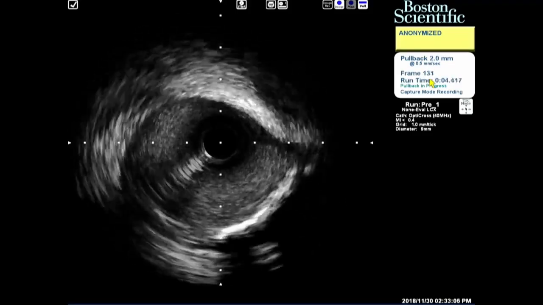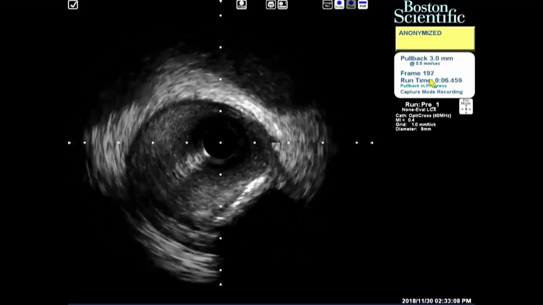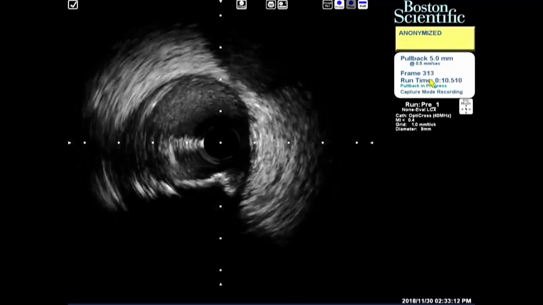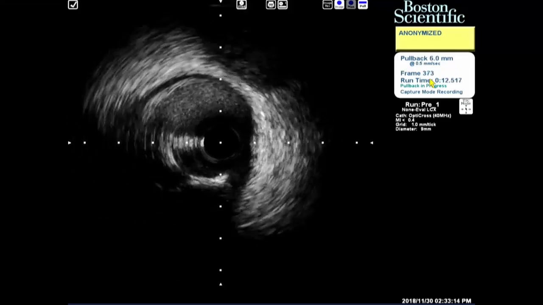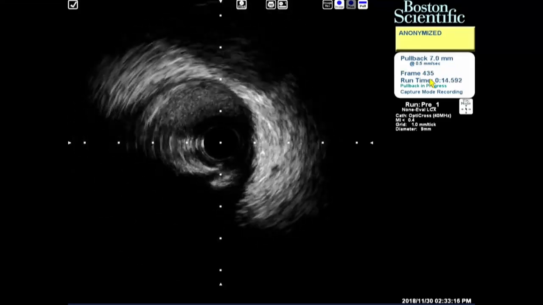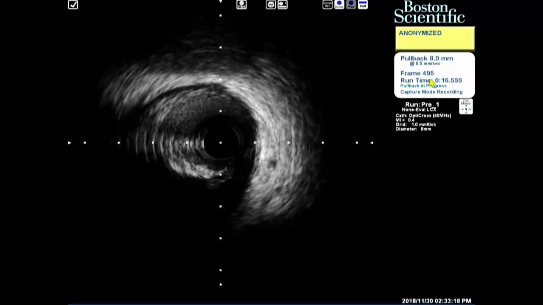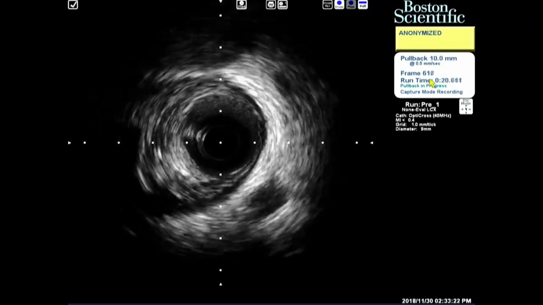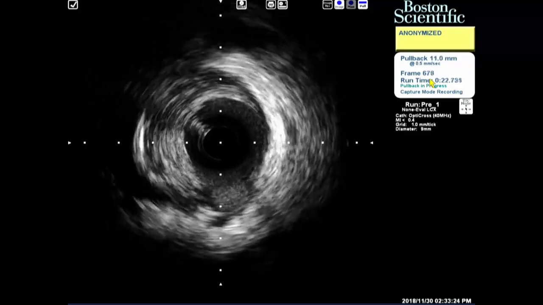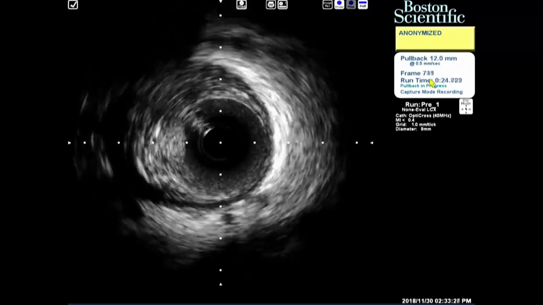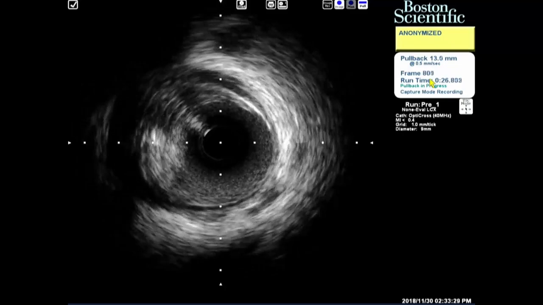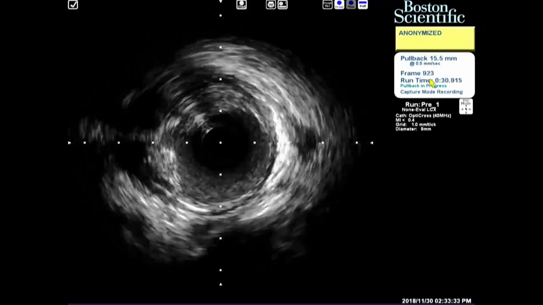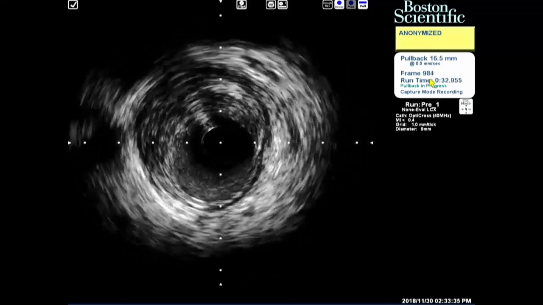The vessel diameter is around more than 4.0. Very big vessel. There is some calcified plaque around 6 o'clock. And there is a huge plaque burden between 6 and 12 o'clock. More than 3 between the lumen areas, right? Yeah. 5 something.